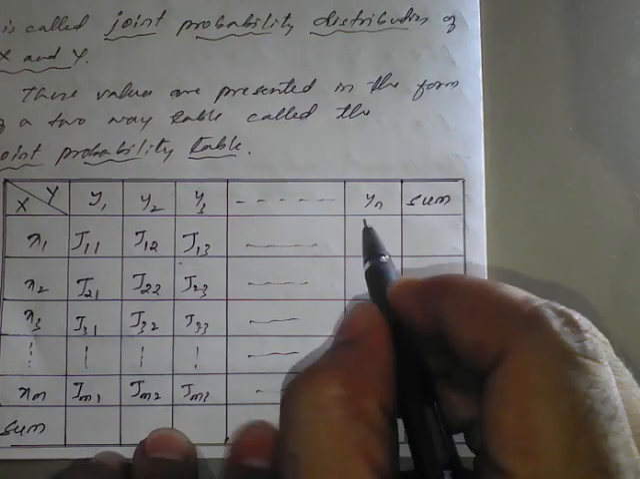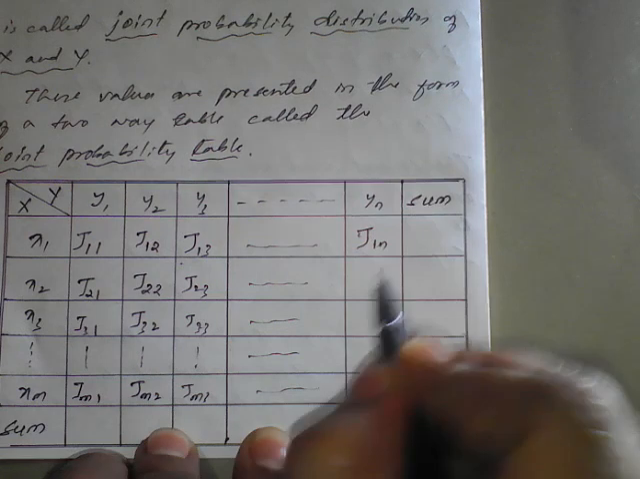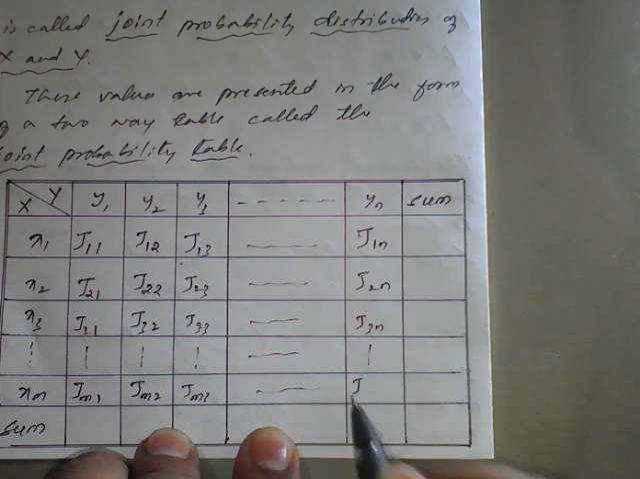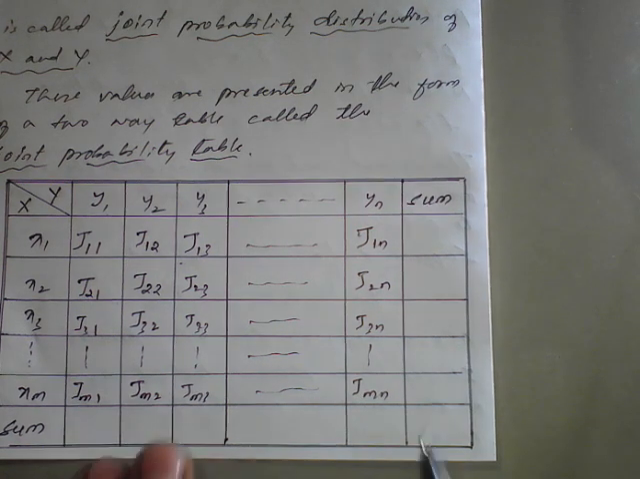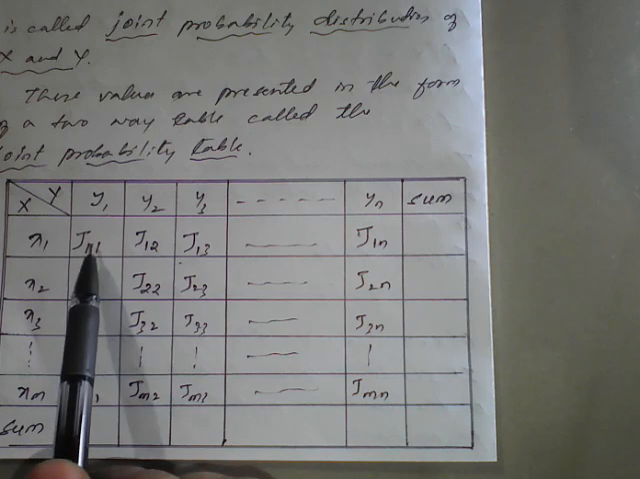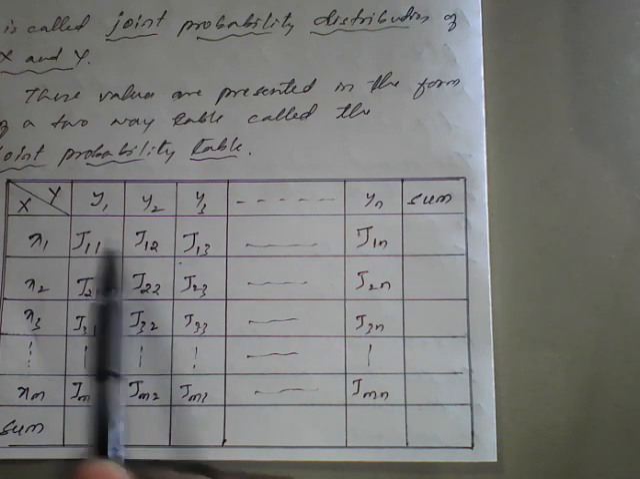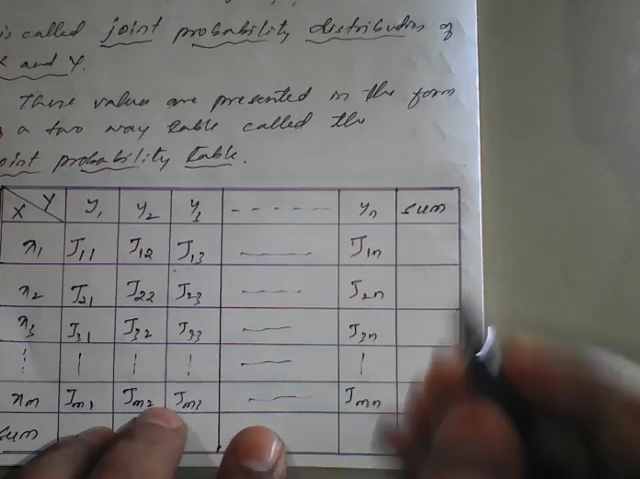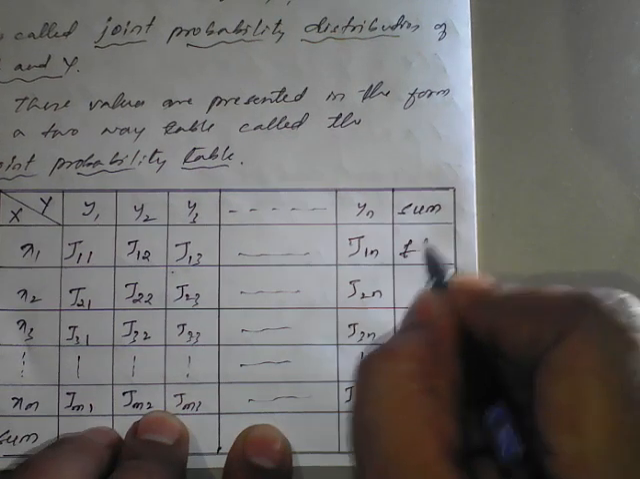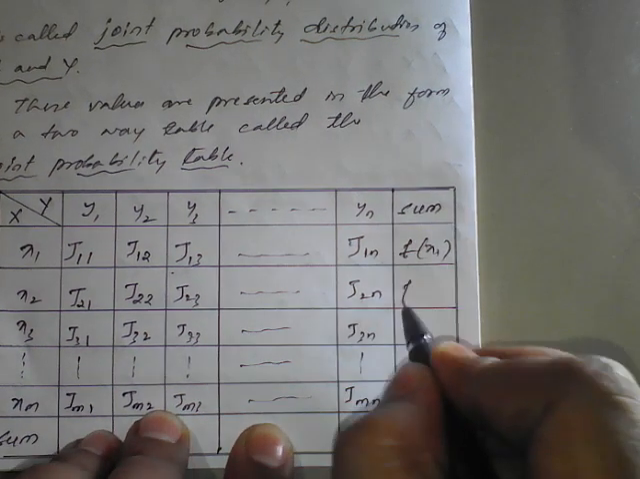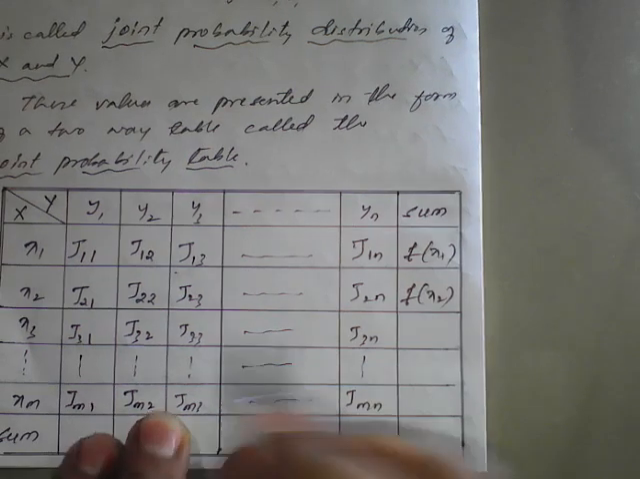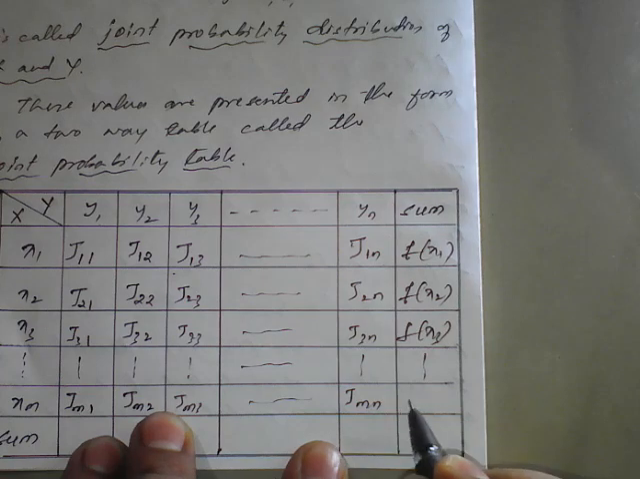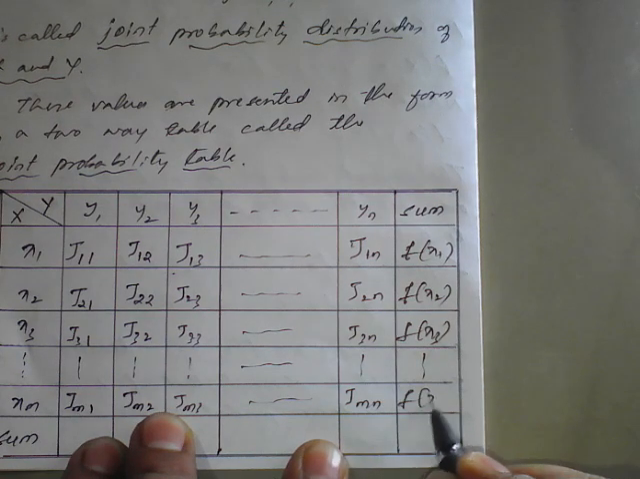Like that this table will be continued for the data, and for the nth value of y with the x values, they are jointly written as J of 1 n, J of 2 n, J of 3 n, and so on, J of m n. So here we have to add these values: J of 1 1 plus J of 1 2 plus J of 1 3 plus so on, up to J of 1 n, and it is considered the sum f of x1, and this is considered f of x2. This is because the summation for x3 means f of x3, and so on, up to f of xm.